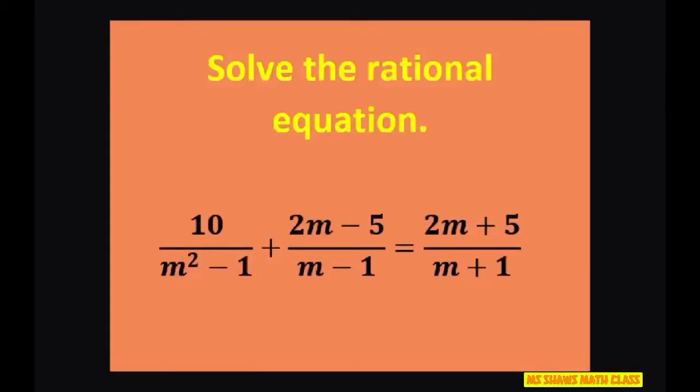Hi everyone, we're going to solve the given rational equation. The first thing I'm going to go ahead and look at is this, that's really m minus 1 times m plus 1. So I'm just expanding that. That's your difference of squares. And before you start solving, let's go ahead and set our domain.